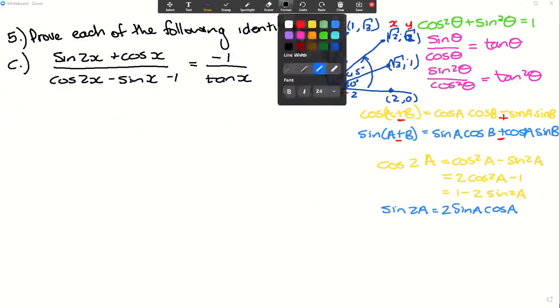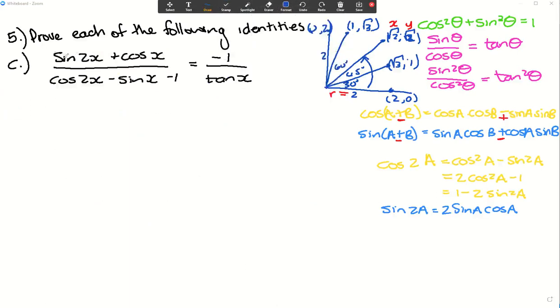Okay, so now we end up having Question C: (sin 2x + cos x) / (cos 2x − sin x − 1) = −1/tan x. I know we always want to simplify the tans, guys, but in this case we've got double angles over here. So let's simplify the left-hand side to see if we can actually get it to a negative 1 over tan x.